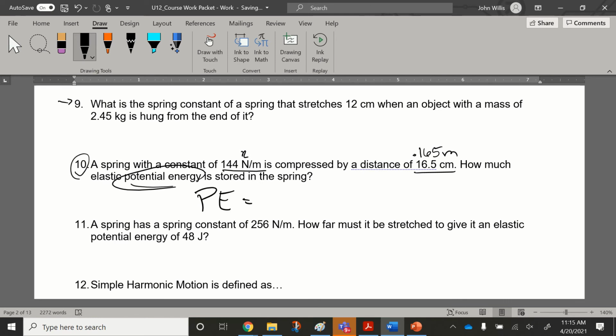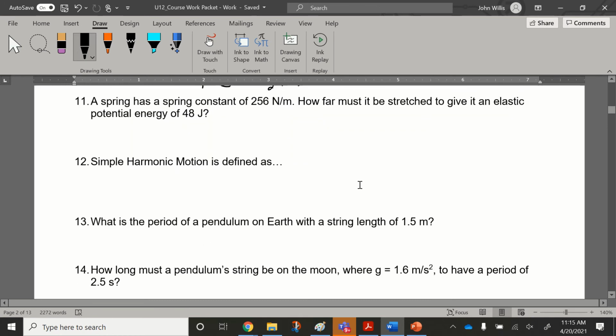So we're not using mass multiplied by gravity multiplied by height anymore. So this equation is 1/2 kx squared. Square your displacement, multiply by k, and divide by 2. That's all that one really needs to be. Number 11 is the same equation, working backwards.